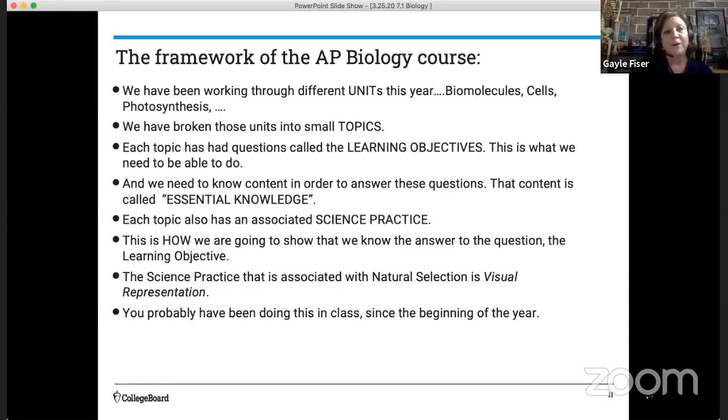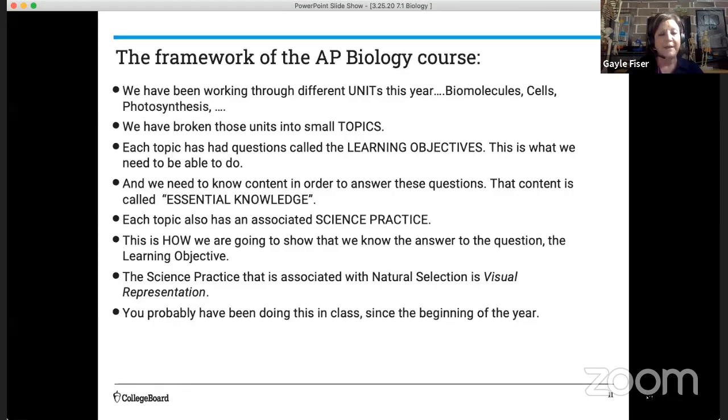Okay, so the framework of the AP Biology course. We've been working through different units this year: biomolecules, cells, photosynthesis, and we have broken those units into small topics. Each topic has had questions called the learning objectives. This is what you need to be able to do on the exam. And we need to know content in order to answer these questions. So the content is called essential knowledge. You need to know the essential knowledge to be able to answer the learning objective.